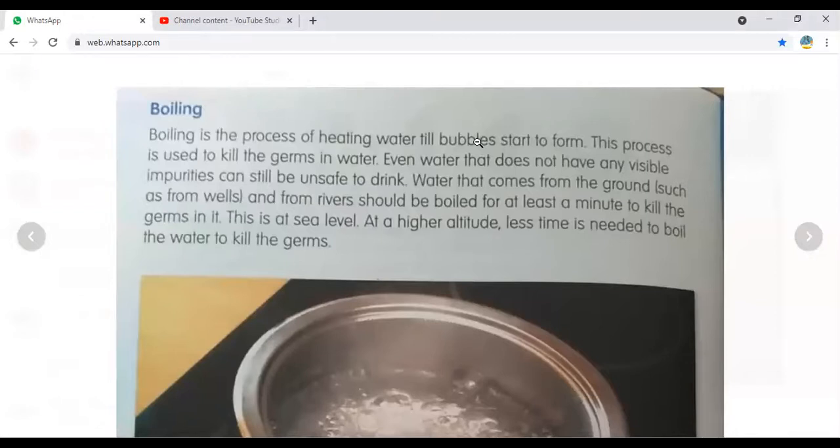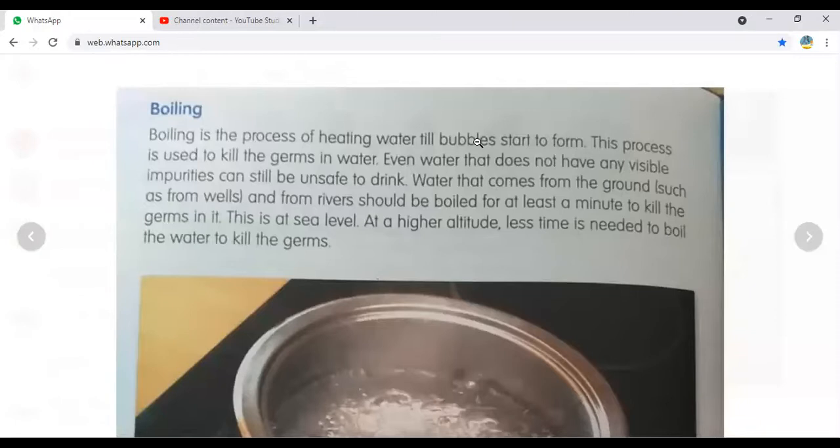This process is used to kill the germs. Mostly this process is used for killing the germs, even in water that does not have any visible impurities. Here the underlined point is that visible means we can see. If you observe the water, we are not going to see any visible impurities.